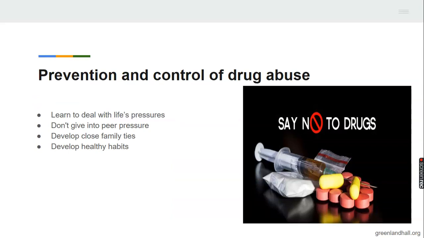Now, how do we prevent it? How do we control drug abuse? One, learn to deal with your life pressures. When pressure comes, when failure of examination comes, that is not the end of life, for God's sake. So learn to deal with it. Tell yourself, I will pass again. I will try again. To fail once does not mean I'm a failure.